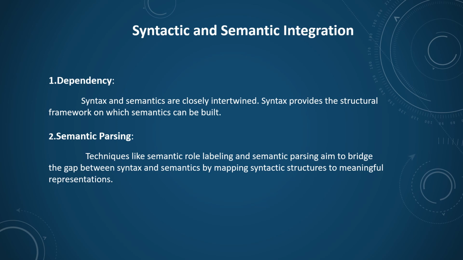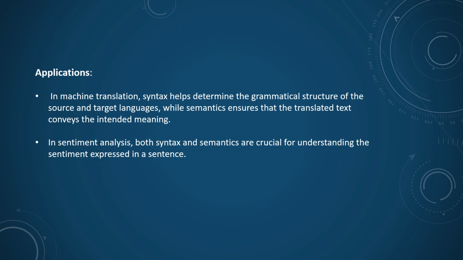Semantic parsing techniques like semantic role labeling and semantic parsing aim to bridge the gap between syntax and semantics by mapping syntactic structure to a meaningful representation. In applications such as machine translation, syntax helps to determine the grammatical structures of the source and target languages, while semantics ensures that the translated text conveys the intended meaning.